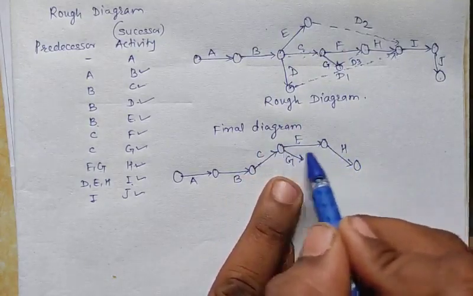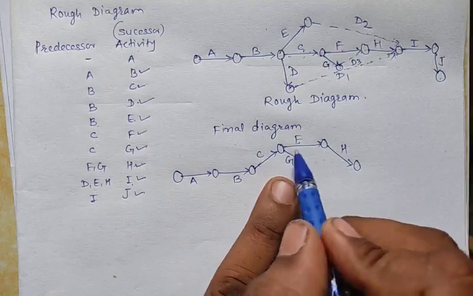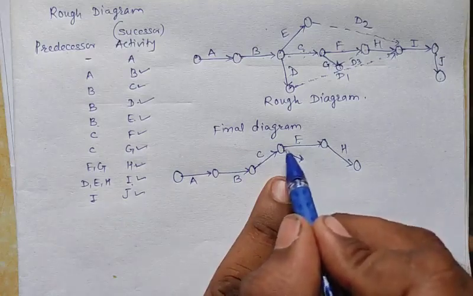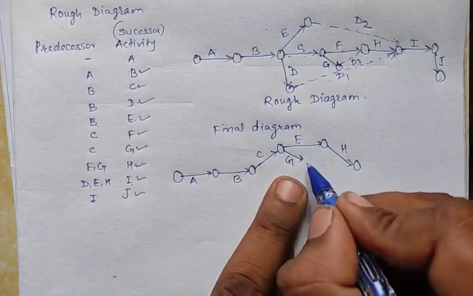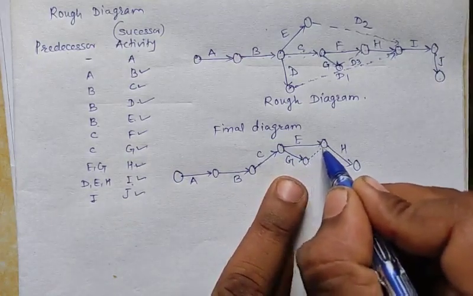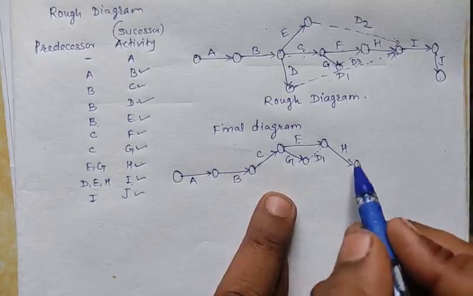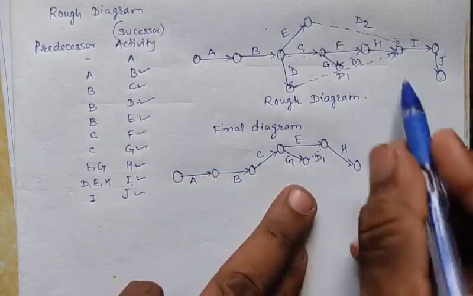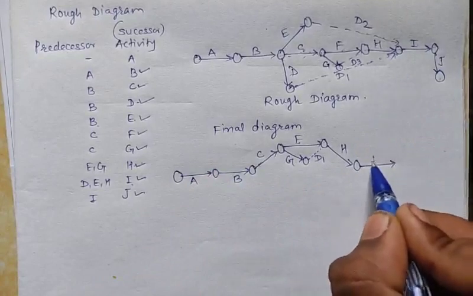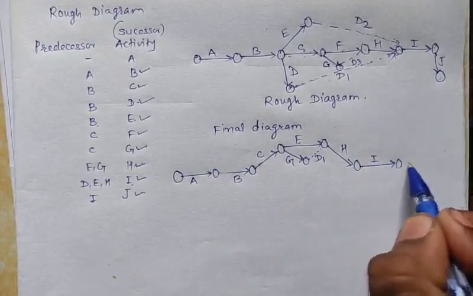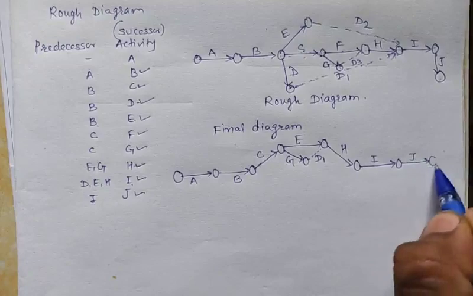So we cannot draw two activities whose start and end point are the same. So we make it a dummy activity. So this is a dummy activity. Call this D1. Okay. And next, H goes to I, and I goes to J. So this is activity J.